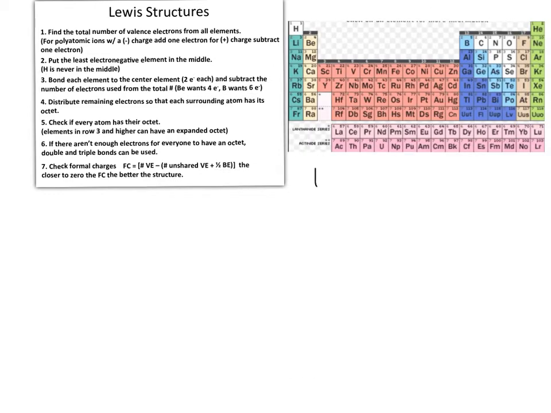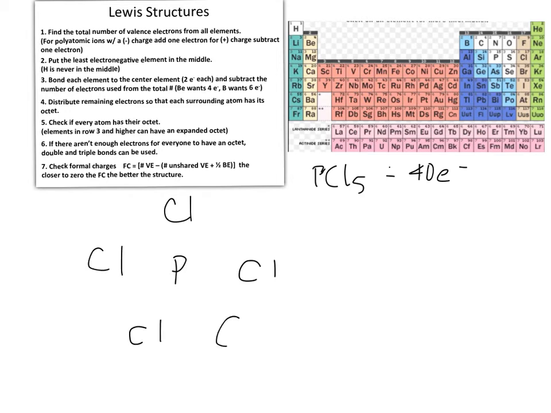Let's look at the molecule PCl5. Just like in other examples, we would calculate the number of valence electrons as our first step. Our total valence electrons in this case is 40 electrons. We'd follow our second step and put our least electronegative element in the middle, so phosphorus in this case. We'd surround the central atom with the 5 chlorine atoms. Then we bond each one of those chlorines to the central atom.